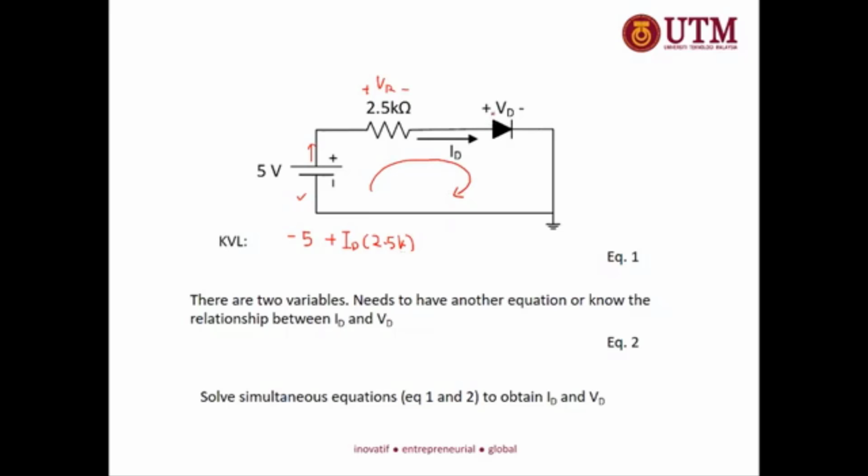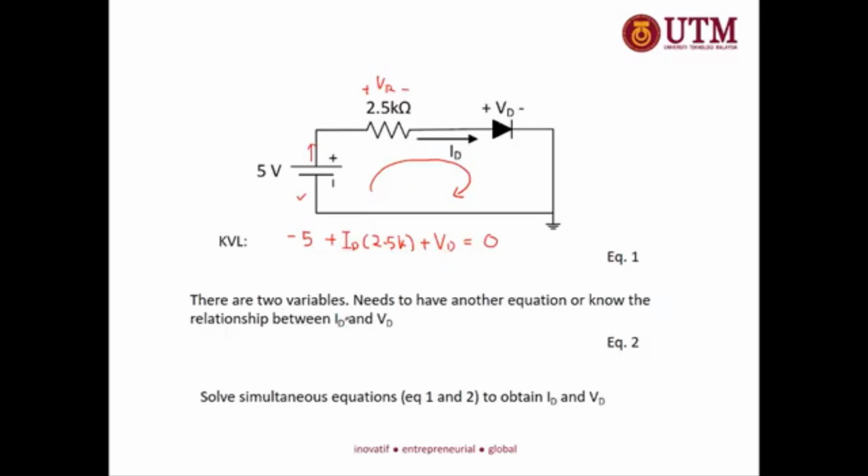Next we arrive at the diode. The current is entering the positive terminal, so we have positive VD. And the last one is ground, so equal to 0. So this is the KVL. When you see the KVL, there are two unknown variables. One is ID, the diode current, and another one is the diode voltage, VD. So there are two variables.